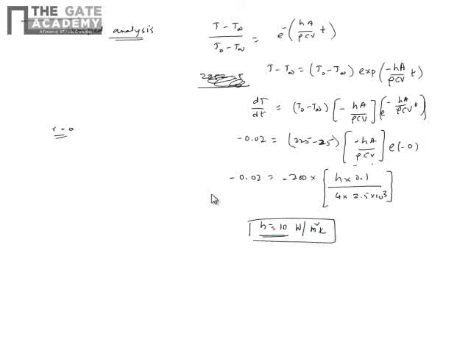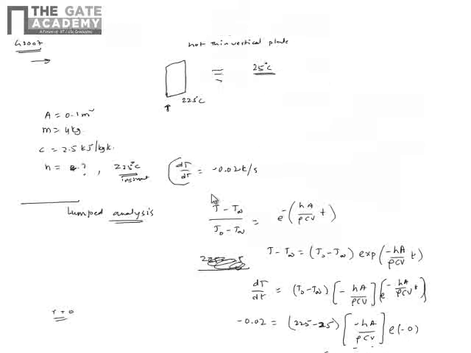The only thing is the rate of change in the temperature at the instant when it's 225. So assume that the plate is at 225, and at this moment I want h. So this is T naught and the rate is dT by dt. Instead of directly using the formula, I just wrote it like this and then differentiated, and then substituted to get h. So it's 10 watt per meter square Kelvin.